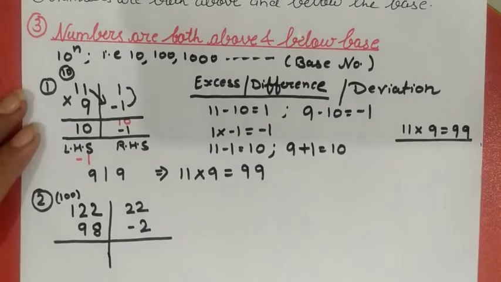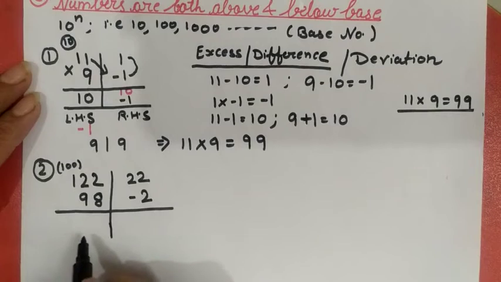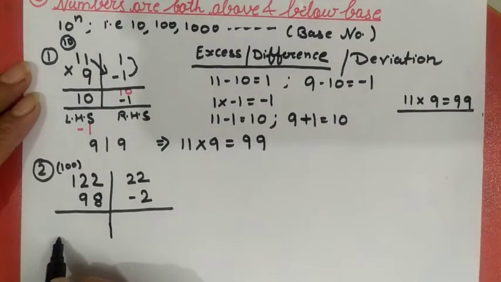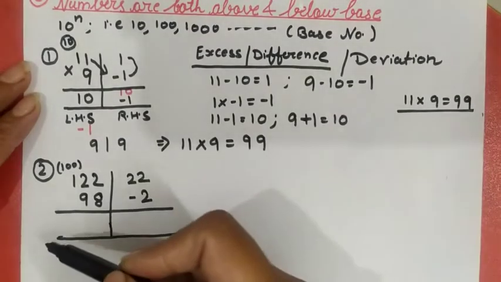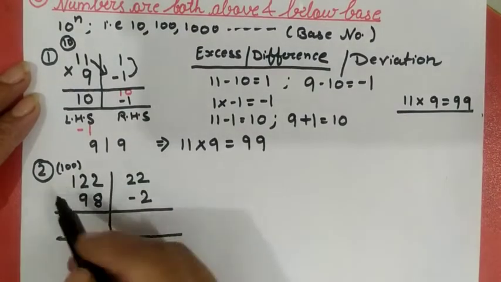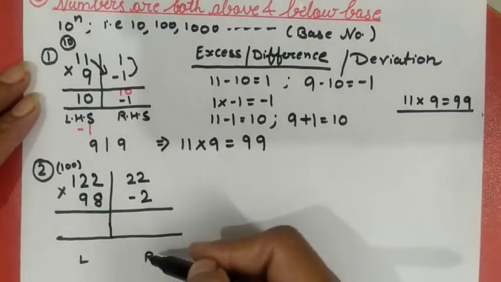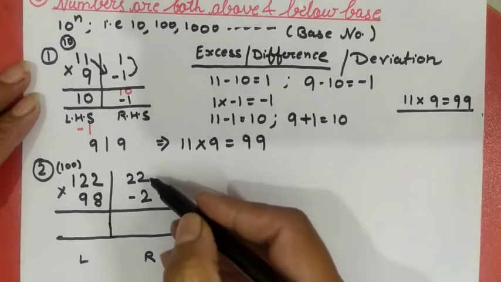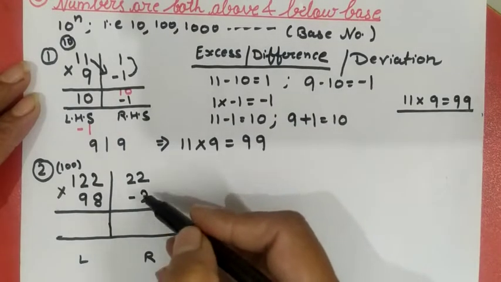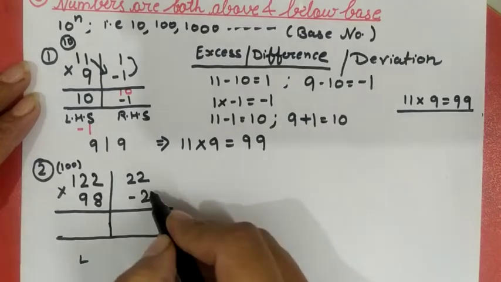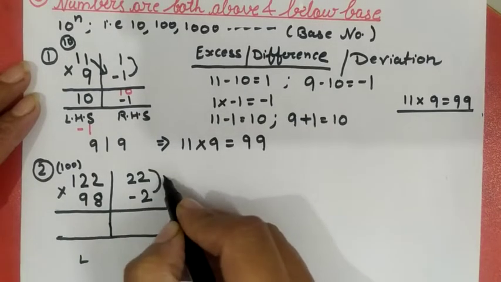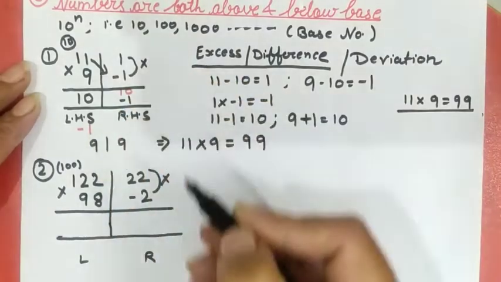Now you know that your question will be divided into two parts, the left hand side part and the right hand side part. On the left hand side you write the numbers you want to multiply. On the right hand side you write your deviations, which we have written here. Right. Now to find the right hand side answer, we simply multiply our deviations.